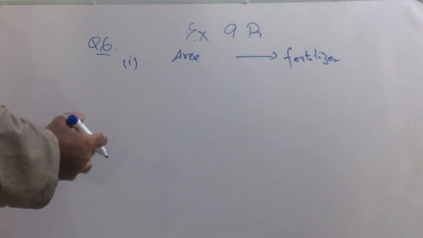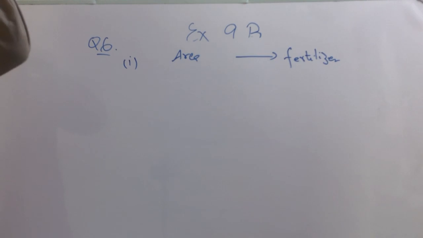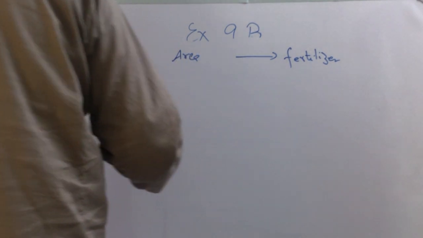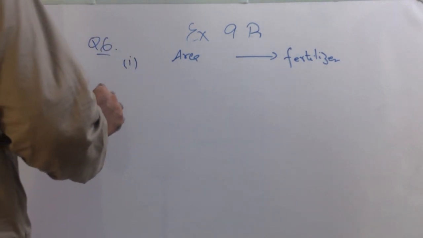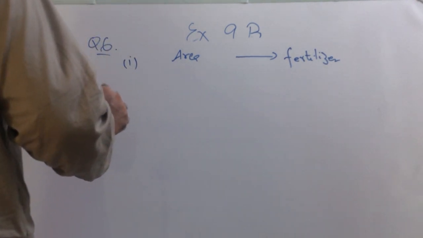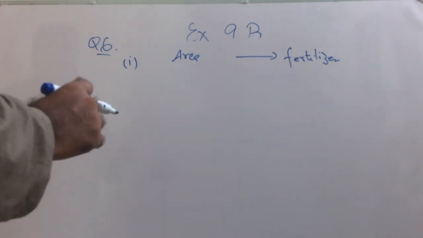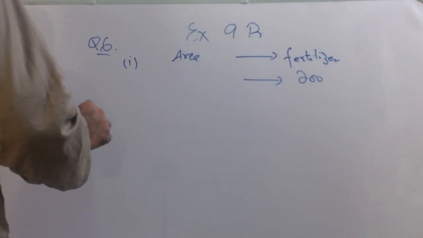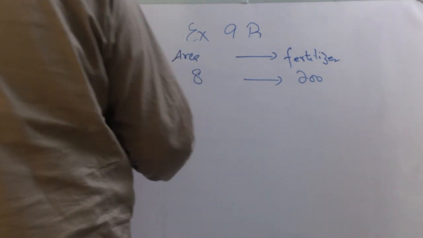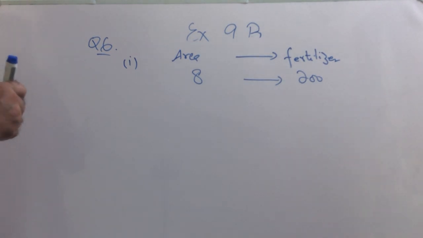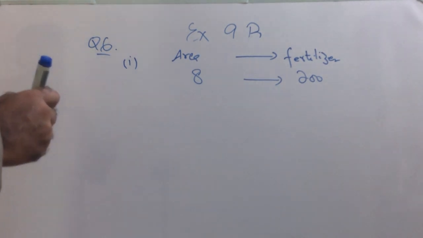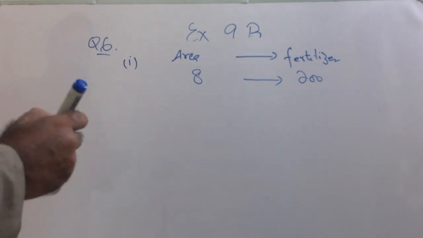We will put fertilizer on the right side because it is unknown. We need to calculate. It is given that the amount of fertilizer needed for a plot, 200 grams, is used on an area of 8 meters square. If 8 meters square is the area, you use 200 grams. So you need to find how much fertilizer is required for 14 meters square.